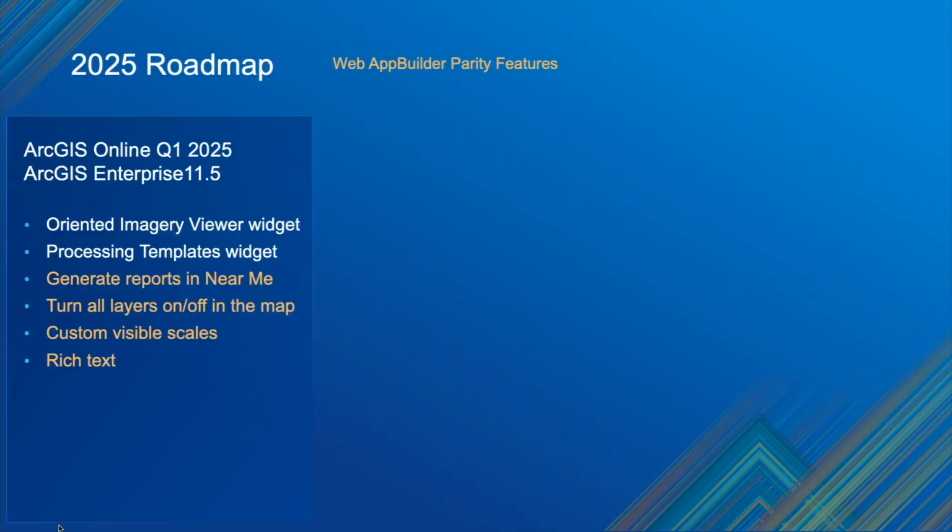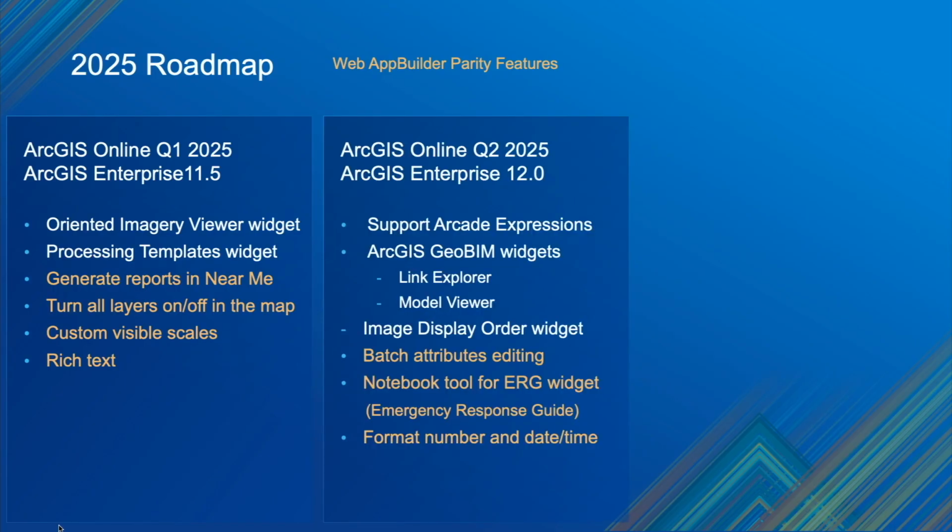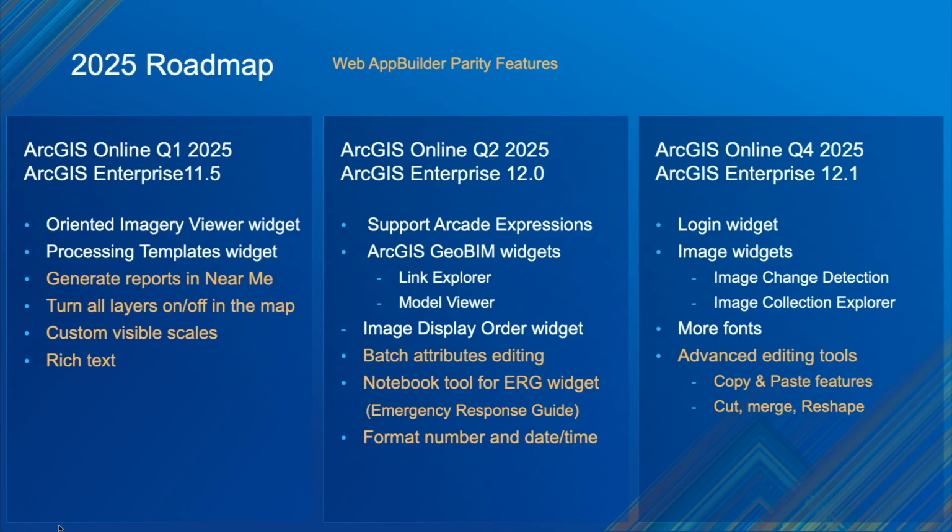Here's a quick roadmap for 2025. The color in orange is for parity with Web App Builder. So you will be able to generate reports using Near Me. That's a really in-demand feature from the Web App Builder community. You can also add an image as part of the text widget so that you can create a great splash screen and guide on how to use the app.